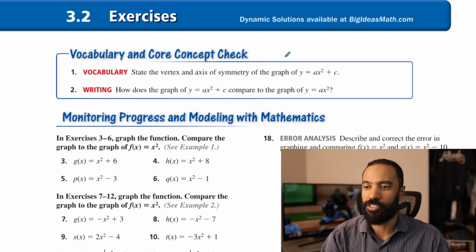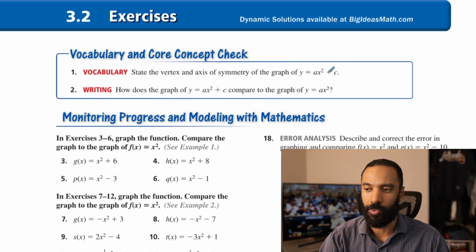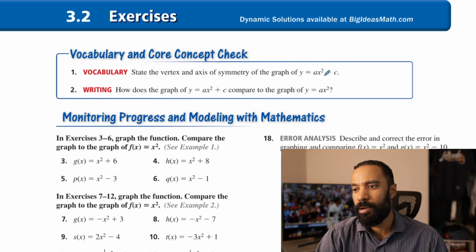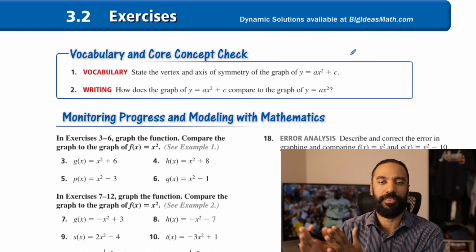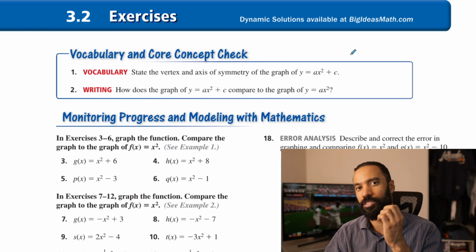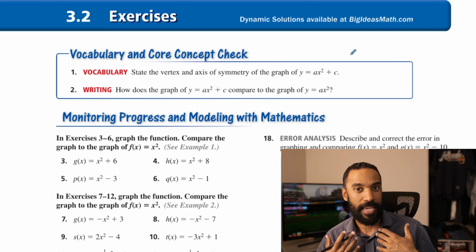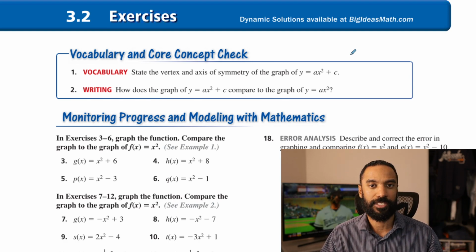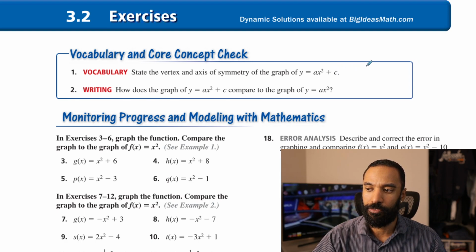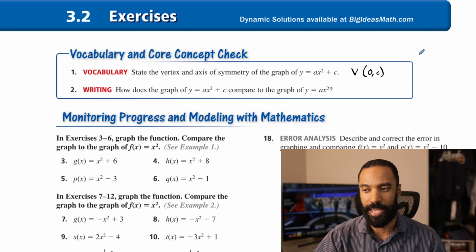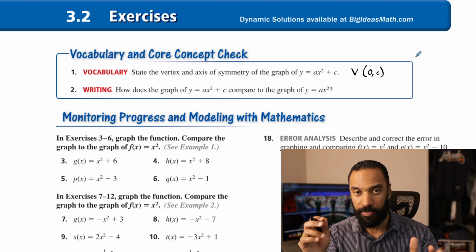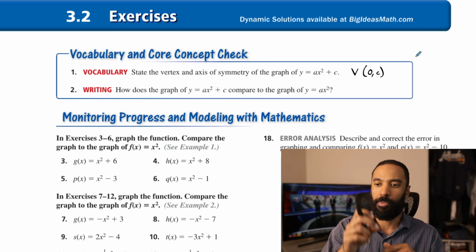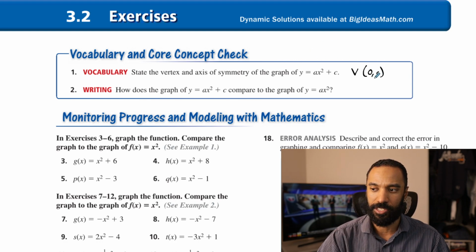State the vertex and axis of symmetry of the graph of y equals ax squared plus c. I had mentioned this: there is no horizontal translation here. When I plug in 0 for x, it's still going to be the absolute lowest, or in upside down graphs the absolute highest, that we hit for the vertex. Therefore, when I plug in 0 for x, I get c for y. This also represents the vertex. Whether c is positive or negative, that's how much we go up or down, and that is the vertex of these graphs.